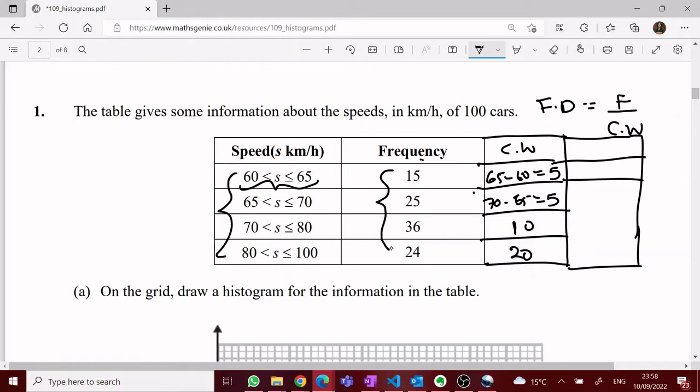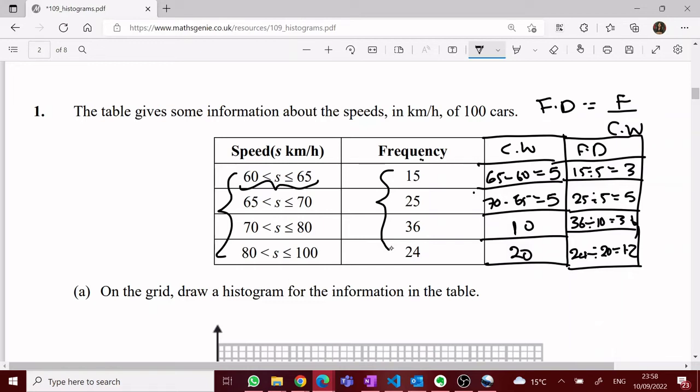So frequency density is frequency divided by class width. In the first case, you will do 15 divided by 5, which is 3. Next one is 25 divided by 5, which is 5. The one after is 36 divided by 10, which is 3.6. And finally 24 divided by 20, which is 1.2. So this is the basic of a frequency density graph question.